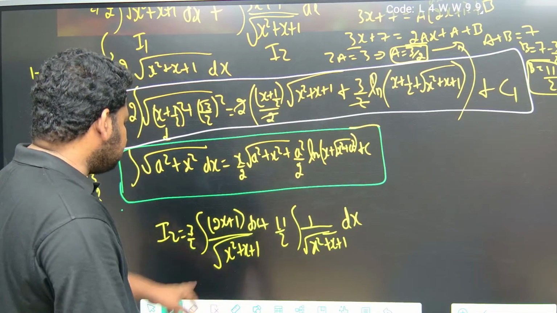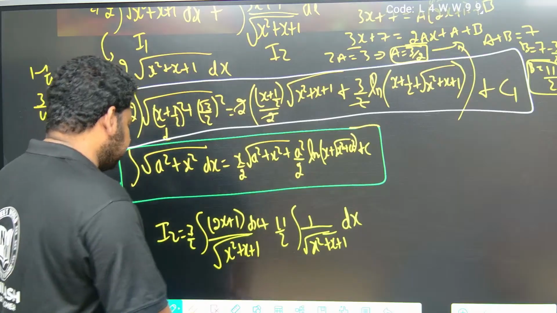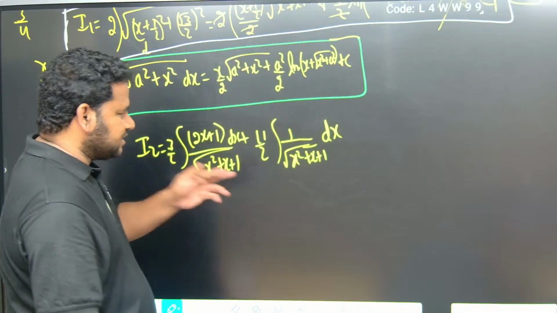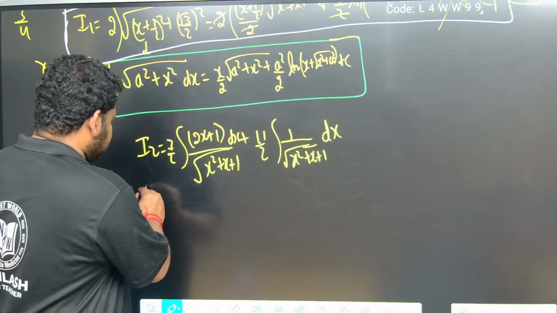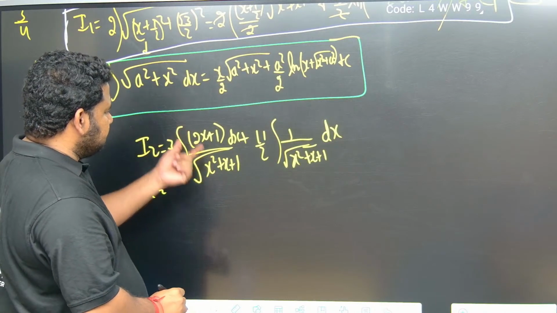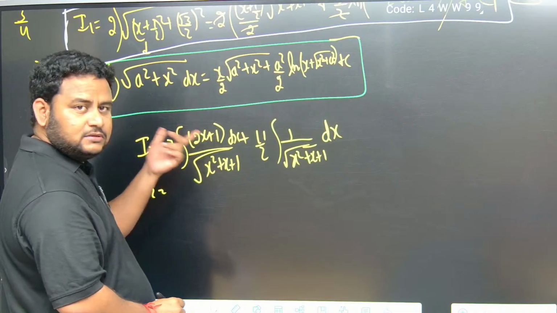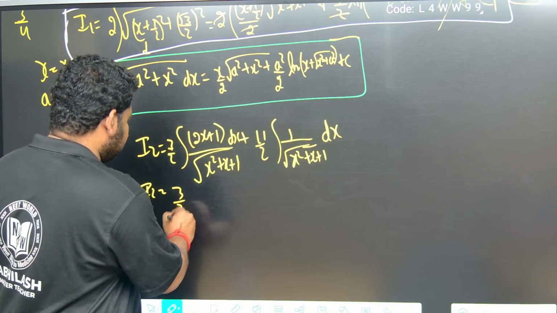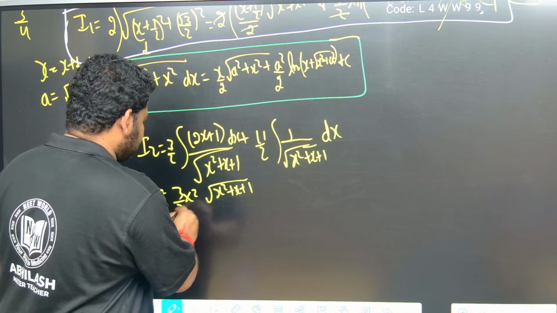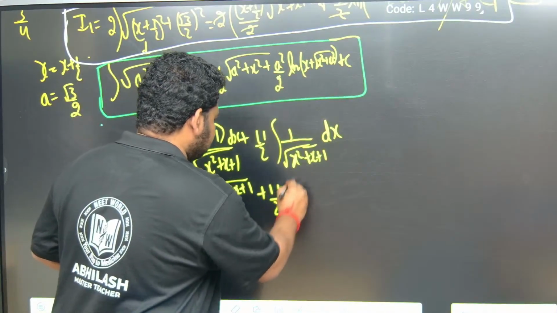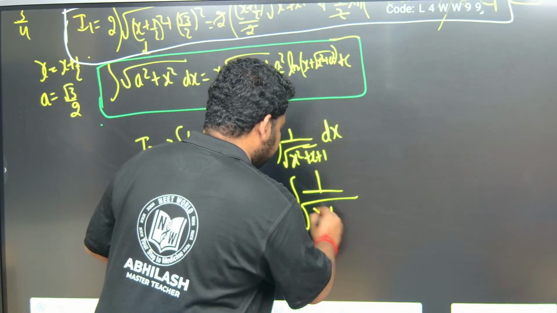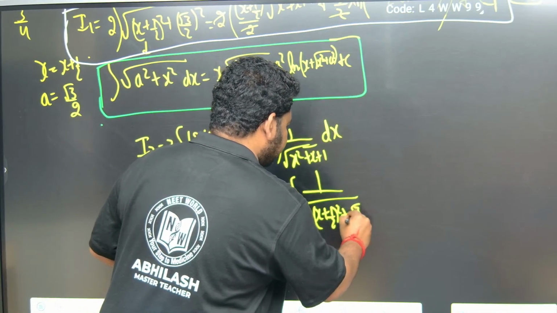Now if I integrate the first part, it is the derivative of the square root of t, so it will become the square root of t itself. So this will become 3 by 2 into 2 into square root of x square plus x plus 1 itself. The 2 cancels. Plus 11 by 2 into this, and after completing the square, I will get x plus 1 by 2 whole square plus a square, where a is root 3 by 2.